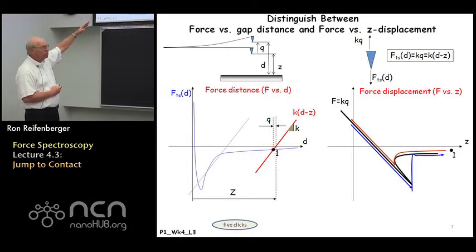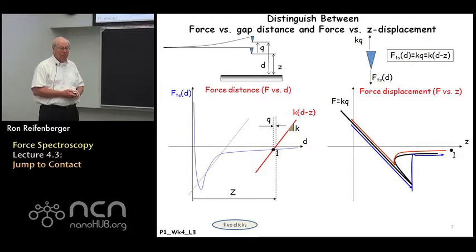So initially, the way I like to think about it is I position my tip, which is attached to a cantilever with a spring constant K. The slope of that red line is equal to the spring constant K. We're now plotting the tip sample force versus the gap distance D on the left. So we position that cantilever at some point. The cantilever deflects through this distance Q, and we end up with a gap distance as indicated by the solid black dot on this curve.